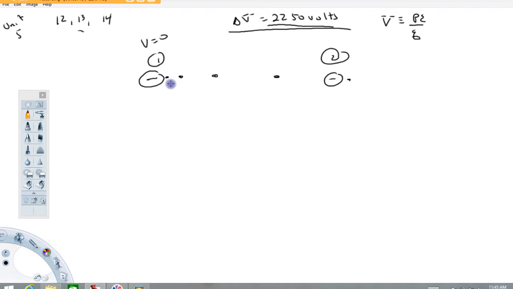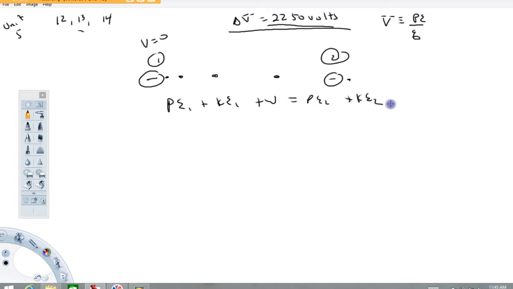Remember that as a particle is moving faster and faster, the distance it travels is greater and greater. And I'm going to write out the work energy theorem for this. PE1 plus KE1 plus work equals PE2 plus KE2.